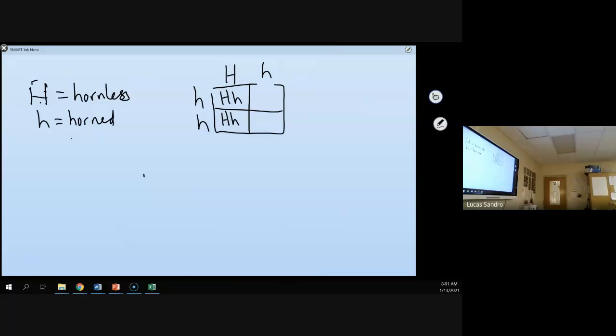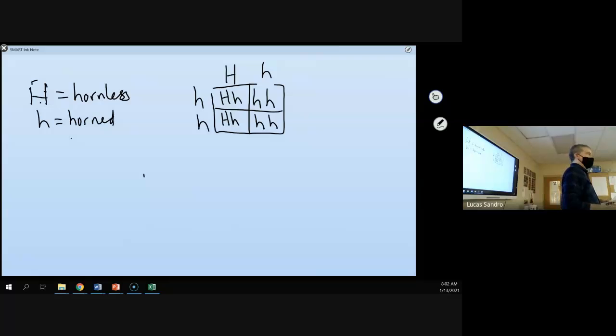Huh? That's okay. It's just a projection, right? It's just a guess. Yeah. So if I do fill this in, this doesn't say to us that half of your offspring are going to be horned and half are going to be hornless. That is not what Punnett squares tell us. What they tell us is every time you have babies, there's a 50-50 chance.